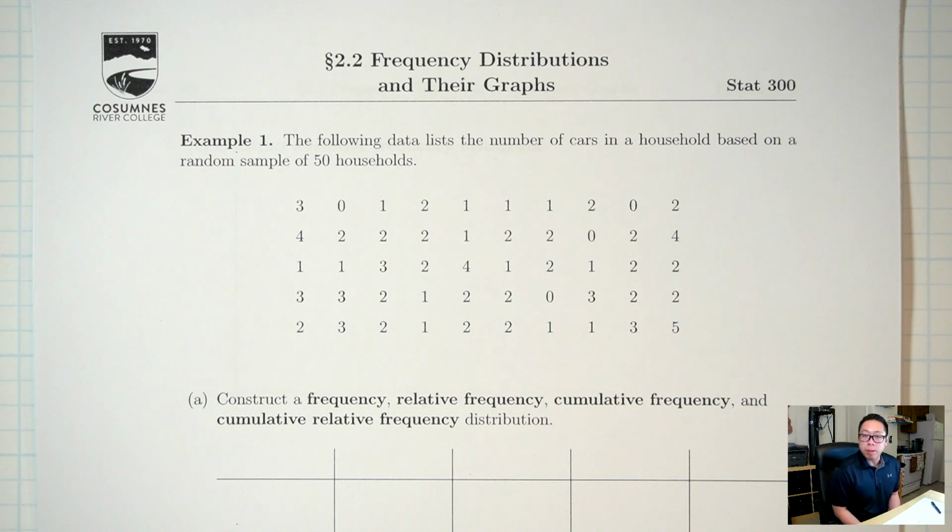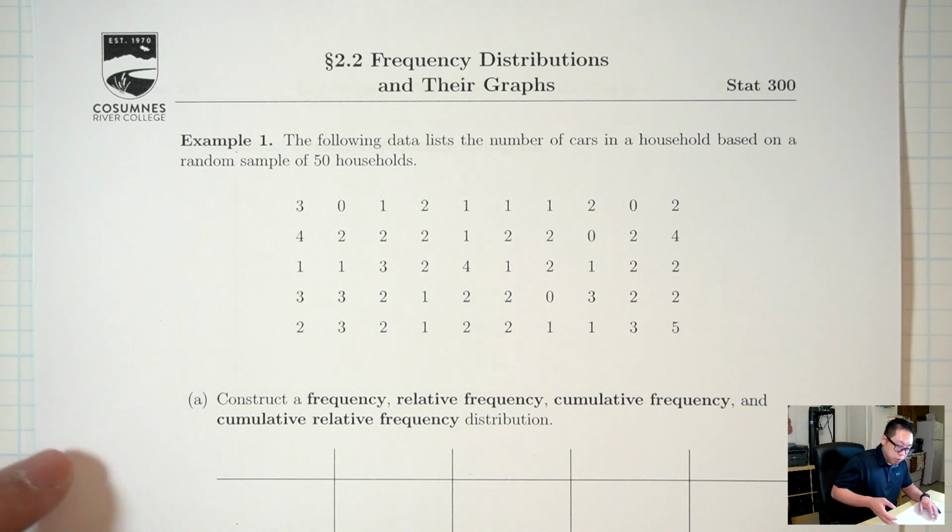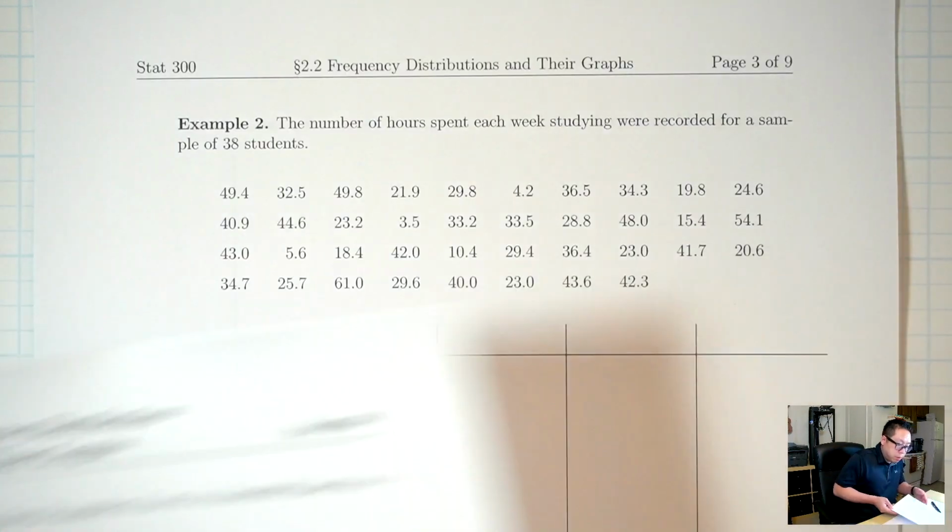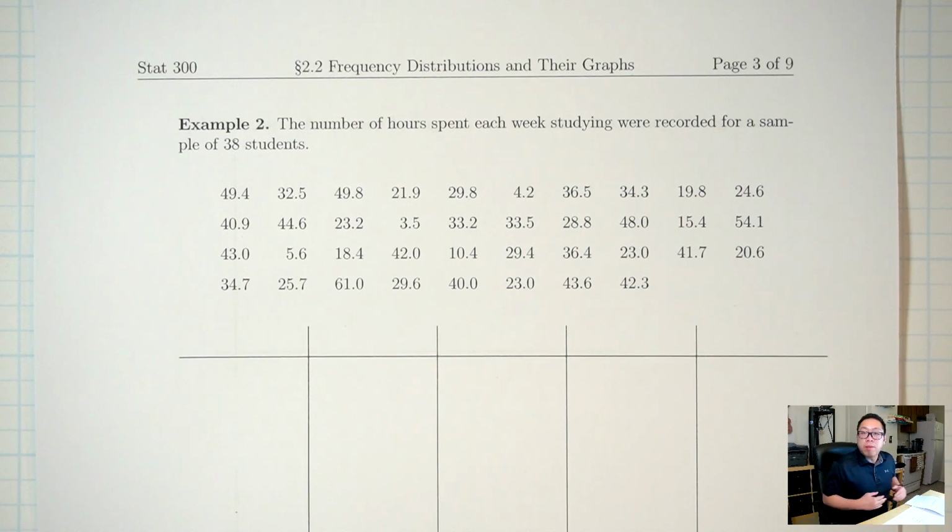Let's take a look at example one. Example one is the following data lists the number of cars in a household. Let's also take a look at example two. Example two is the number of hours spent each week studying. So what type of data is example one and example two?